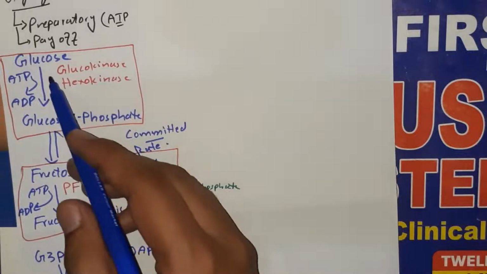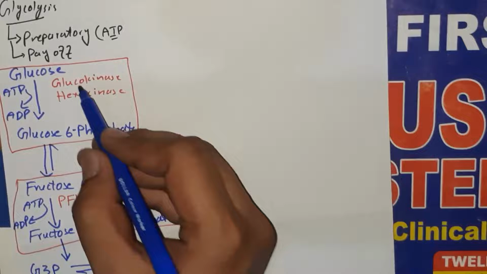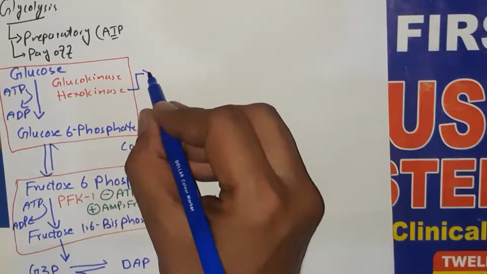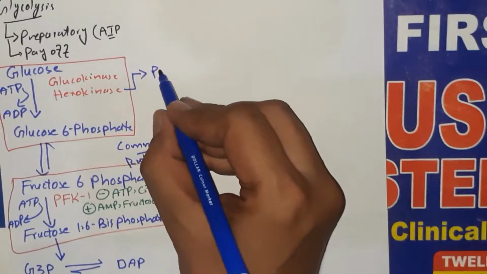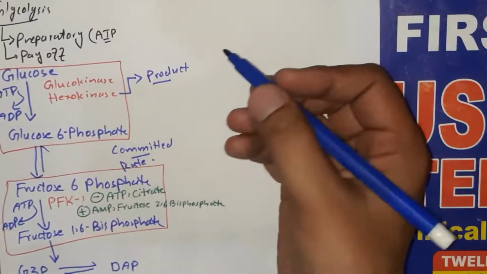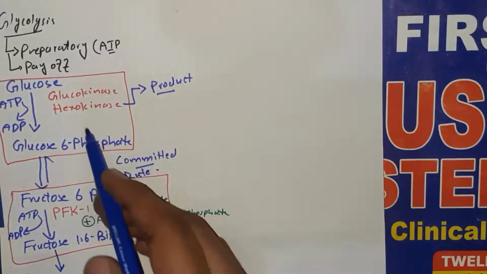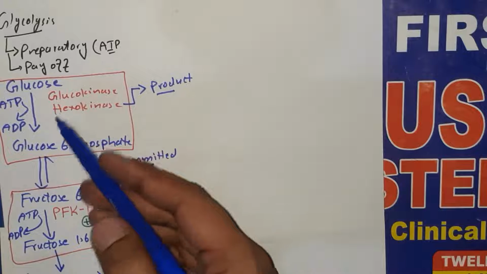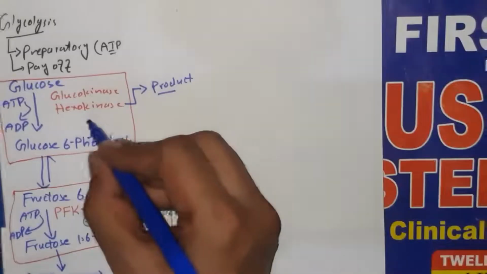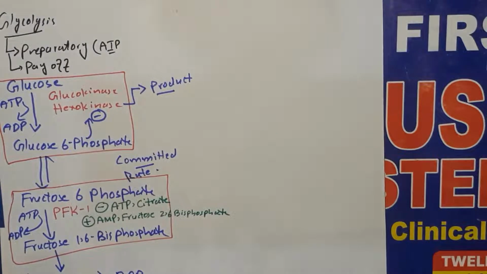We know that glucose is converted to glucose 6-phosphate, and this can involve two enzymes, glucokinase and hexokinase. Hexokinase is inhibited by its product. This reaction involves product inhibition, which means that the product of this reaction, glucose 6-phosphate, inhibits hexokinase. When the concentration of glucose 6-phosphate increases, it exerts an inhibitory effect on hexokinase.